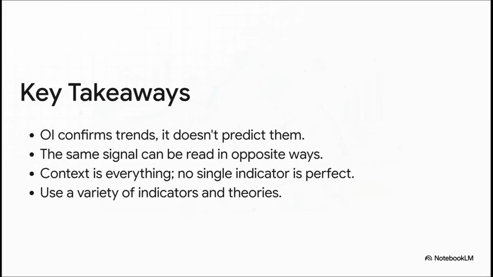All right, so let's just quickly recap the big ideas here. First, open interest is a confirmation tool, not a prediction tool. Second, the very same signal can be read in completely opposite ways depending on whether you're wearing your momentum hat or your contrarian hat. Third, context is absolutely everything. And finally, you should never, ever rely on just one indicator. The goal is to build a complete picture using lots of different tools.